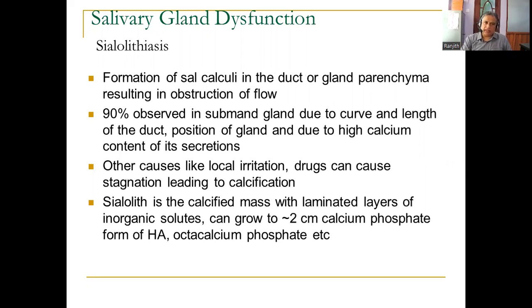Other causes like local irritation and drugs can cause stagnation leading to calcification. A sialolith is a calcified mass with laminated layers of inorganic solutes and can grow to approximately 2 centimeters. Calcium phosphate, in the form of hydroxyapatite, octacalcium phosphate, etc. These are the substances that can form a sialolith.